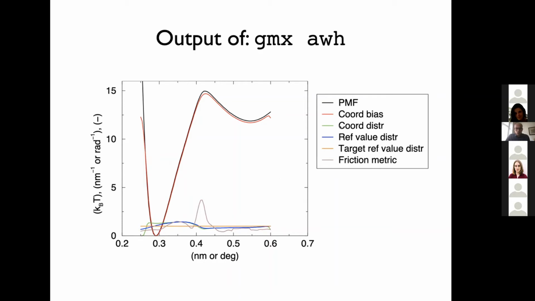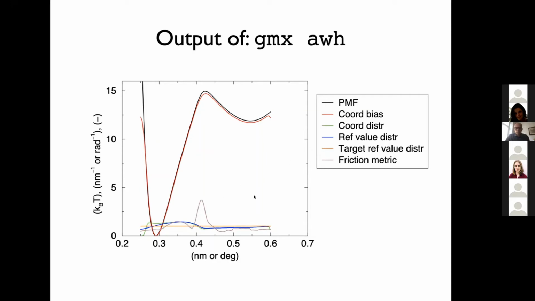Then you can see the coordinate distribution, the green curve, and the target is the orange. Here we targeted flat, so there's this flat orange distribution, and you see that we have oversampled the green a bit in the minimum here, and undersampled a bit outside. It hasn't fully converged yet in this case, but the target distribution is pretty good. This doesn't mean the error in the PMF is as large as the deviation in this distribution. When computing the free energy, the method takes into account that the green curve differs from the orange curve. So that's not an issue.